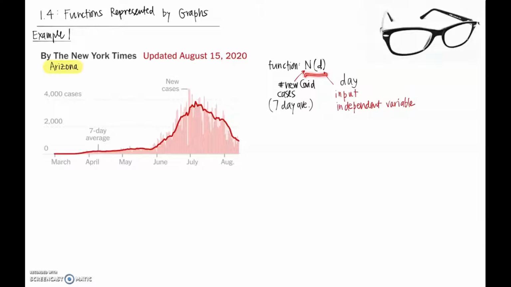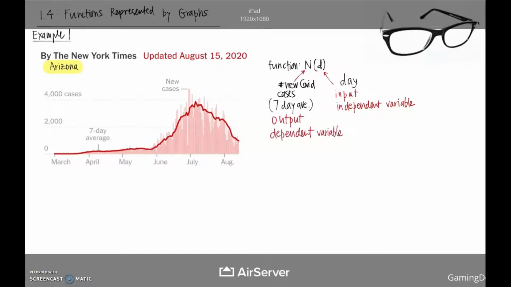With function notation, whatever's inside the parentheses is our input, or what we've been calling the independent variable. And this is days. And n will be our output, or our dependent variable. So n is our dependent variable, and d is our independent variable.